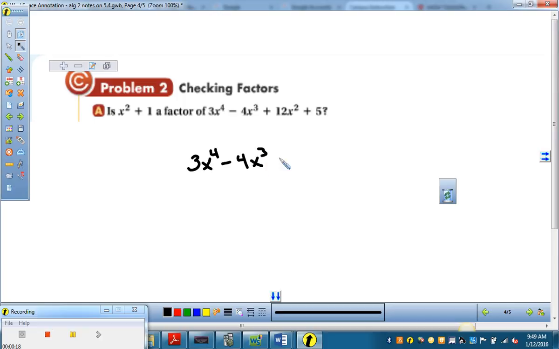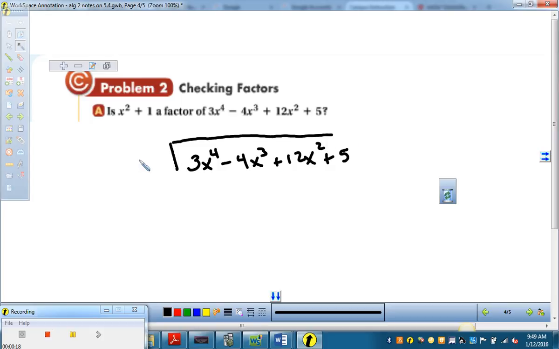We will be doing 3x to the 4th plus 4x cubed plus 12x squared plus 5, and we're going to divide that by x squared plus 1. Now here's one where it skips a degree. So you'll need to put in a placeholder. So write yourself a little note: placeholder is necessary.